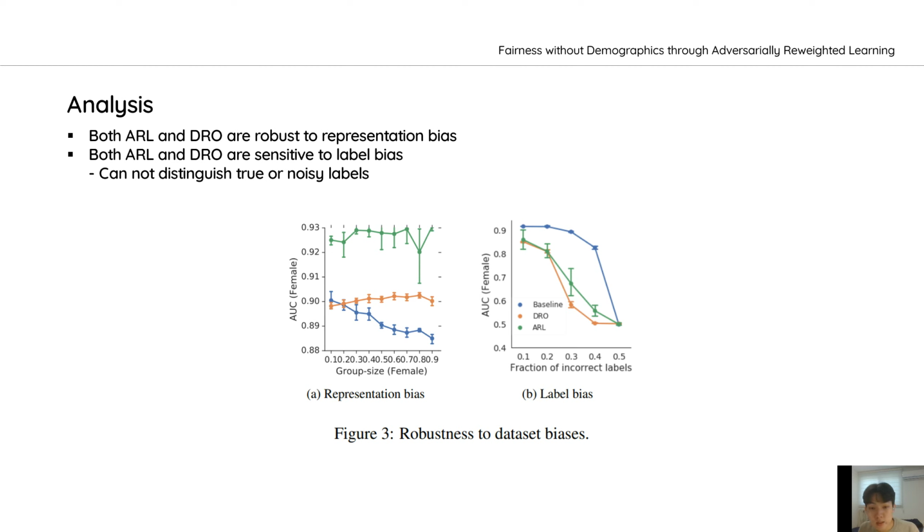And there is some analysis to understand ARL. Previously, we saw that ARL was poor on COMPAS, which has noisy labels. So they test the robustness of ARL on two aspects: representation bias, which means bias in group size, and label bias, which means there are incorrect labels. The results show that both DRO and ARL are robust to representation bias and sensitive to label bias. About this, the authors say that DRO and ARL are sensitive to label bias because they reweight using prediction error, but they cannot distinguish whether labels are true or noisy.